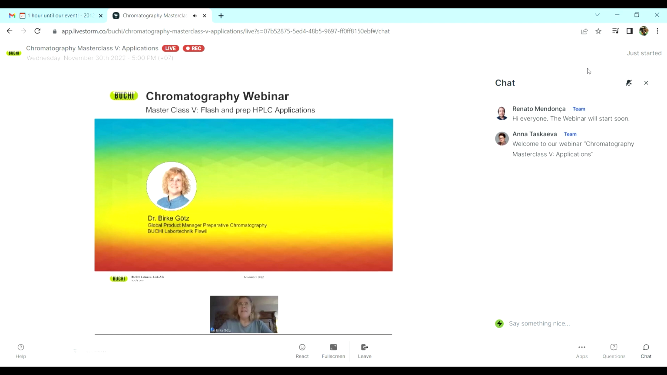Now, I think it's already 1.5 years ago when we started with these master classes, and so far what we did, we focused on the theory of Flash and Prep HPLC. So we talked about detection options, about sample loading, sample injection, about how to improve resolution, and also about consumables. And what we will do today is we will now discuss what this means for different types of compounds. So let's get started.